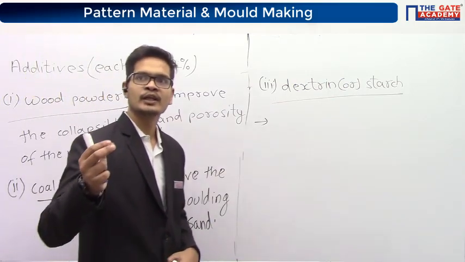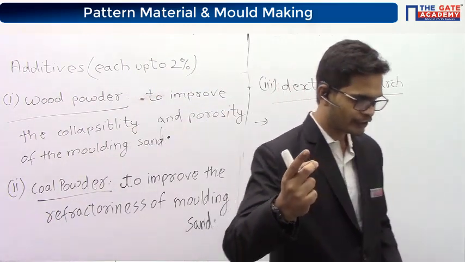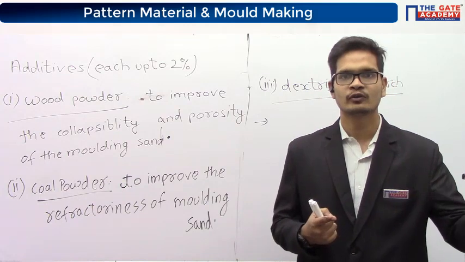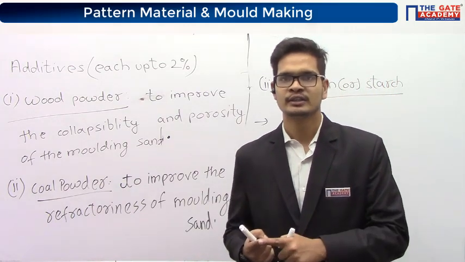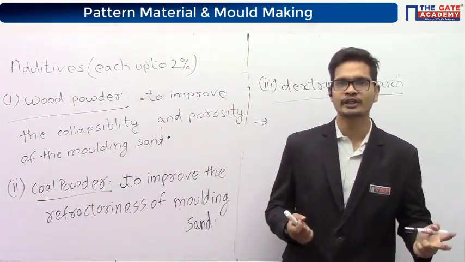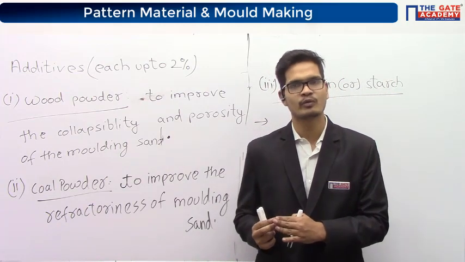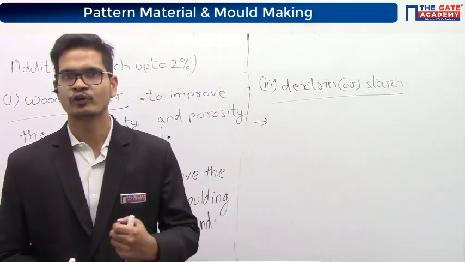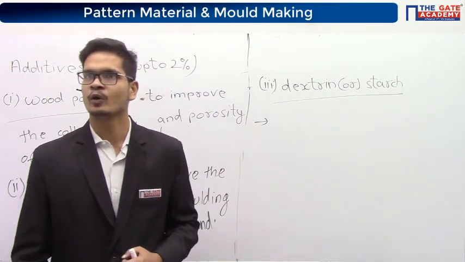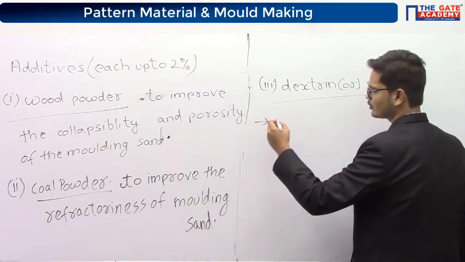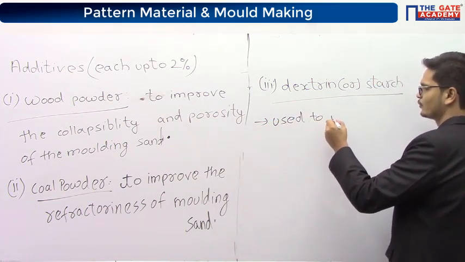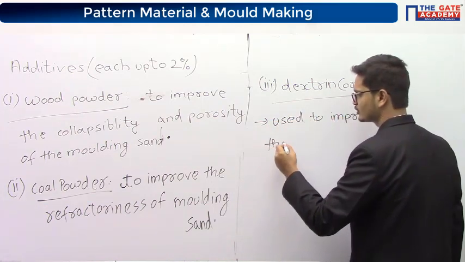Then Kumar asks whether coal dust and silica flour are used to improve surface finish also. Yeah. See, I told you we use something called facing sand. Facing sand, I told you, was a carbon-rich material. Carbon-rich material means it was a combination of coal and sand. It is sprinkled inside the cavity to improve the surface finish of the casting. Okay, Kumar. Dextrine or starch are used to improve the strength of the molding sand.